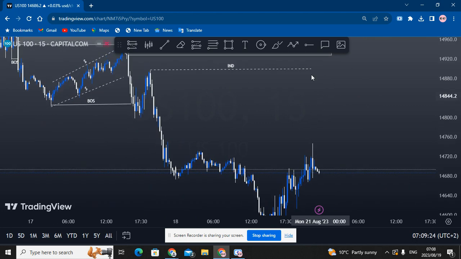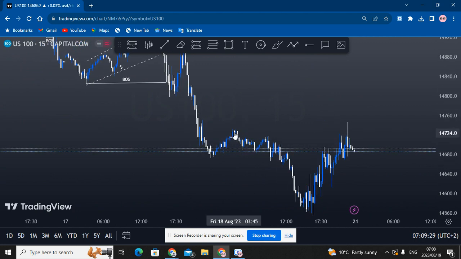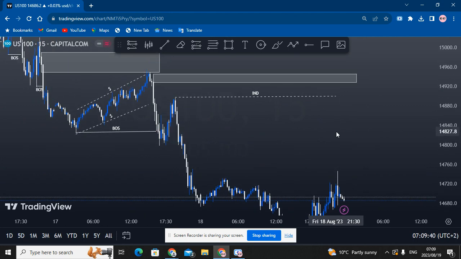Because the market hasn't mitigated anything yet. This is a fake inducement. The market might go down, but I don't see the market going down for a long time without coming to mitigate this.